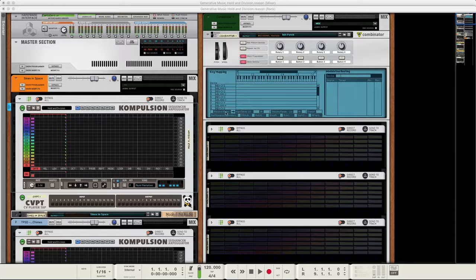This will be talking about the fifth generative music experiment. This one is called Hold and Division, mostly because that's what this particular generative music experiment is doing in the compulsion sequencer and arpeggio. I think this particular experiment was the most fun to make.